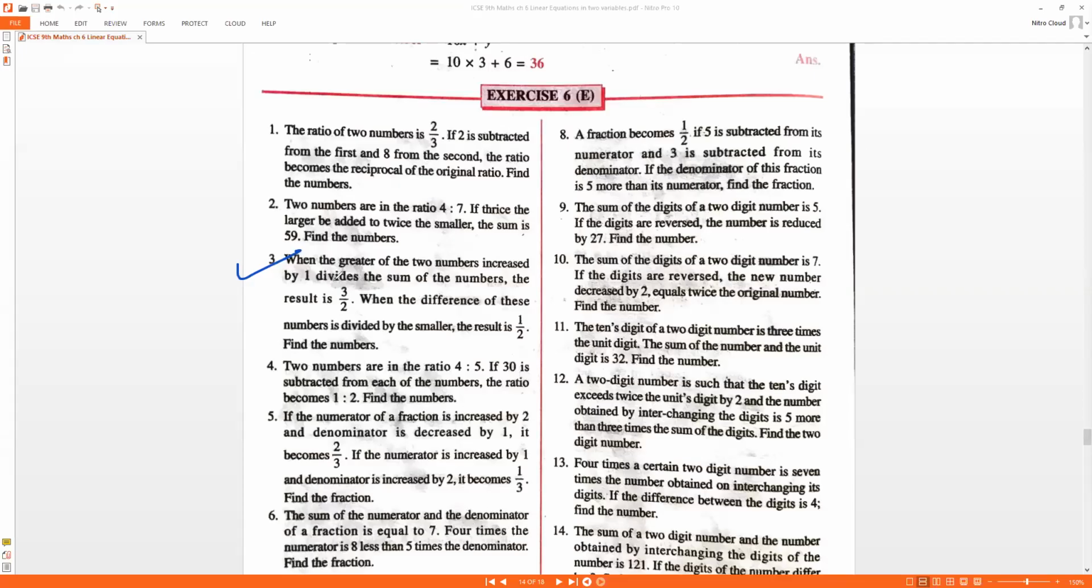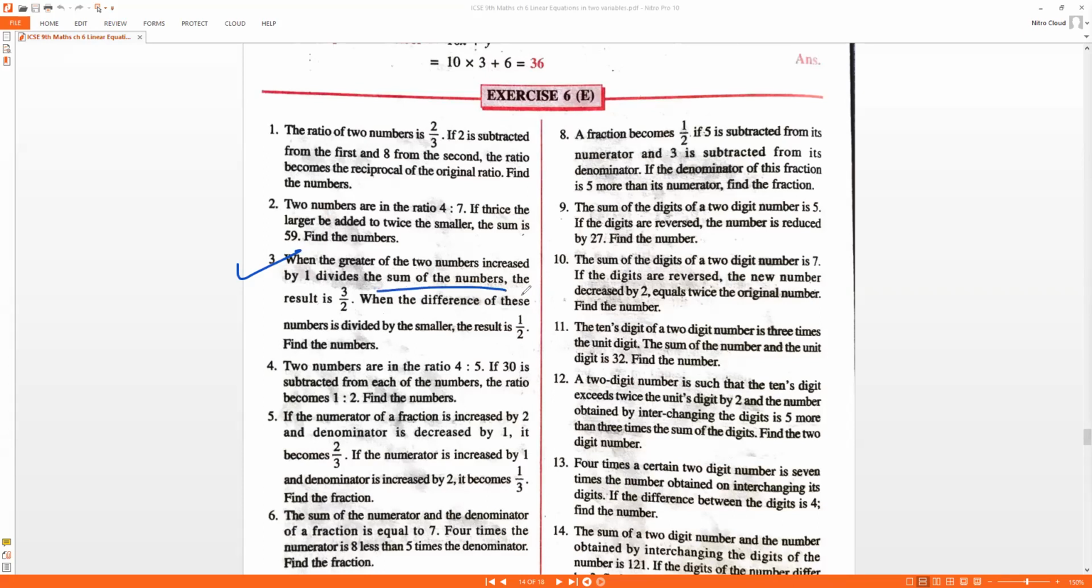So here we have, again, a problem based on fractions: when the greater of the two numbers is increased by 1. Okay, so here you have to be very specific. Let the greater number be x and the smaller be y. In that way, you have to write: the greater of the two numbers increased by 1 divides the sum of the numbers, the result is 3 by 2. Sum of the numbers will be x plus y.